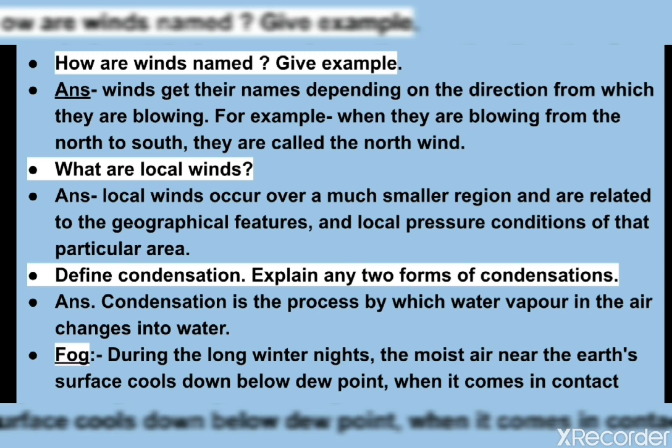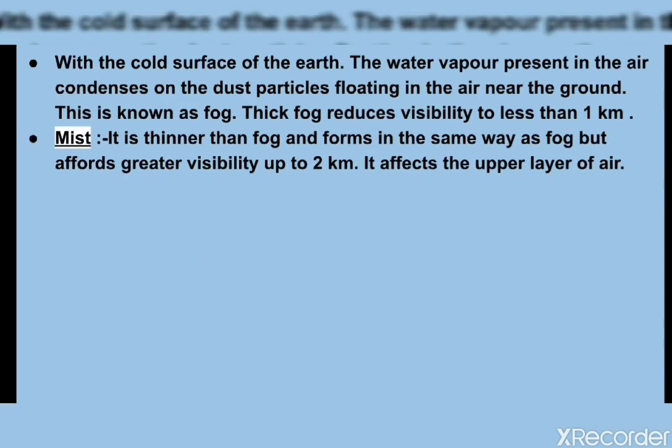First, fog. During the long winter nights, the moist air near the earth's surface cools down below the dew point. When it comes in contact with the cold surface of the earth, the water vapor present in the air condenses on the dust particles floating in the air near the ground. This is known as fog. The thick fog reduces the visibility to less than 1 kilometer.